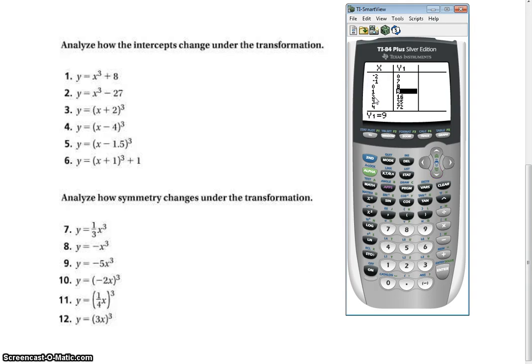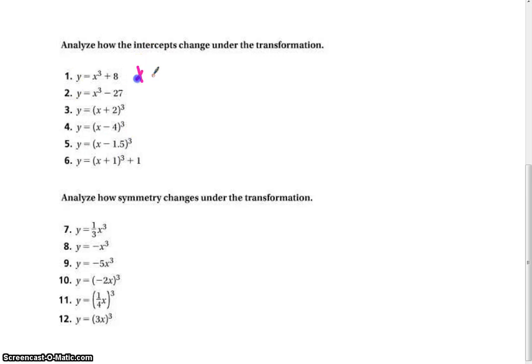Your x-intercept is also going to change, and you're just going to have to find that on your table. You look for where y is 0. So your x-intercept is now -2. Your y-intercept is 8. So for number 2, this went down 27. So your y-intercept is going to be at -27.